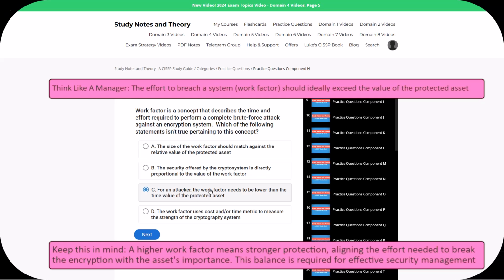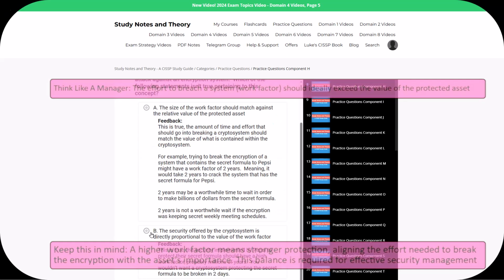Choice C. The work factor needs to be higher than the time value of the protected asset. So let me just confirm this is the right answer. Is it? Yeah, it is. It's saying that you should put in as many security measures as you can to protect an asset. You should put in so much that the amount of work it takes an attacker to break into it is going to be considerably longer than the value of the asset itself, right? The work factor should be longer or cost more than the actual value of the asset. So the attacker needs to put in a lot more work than what the actual value of the asset is. That's what it's saying.